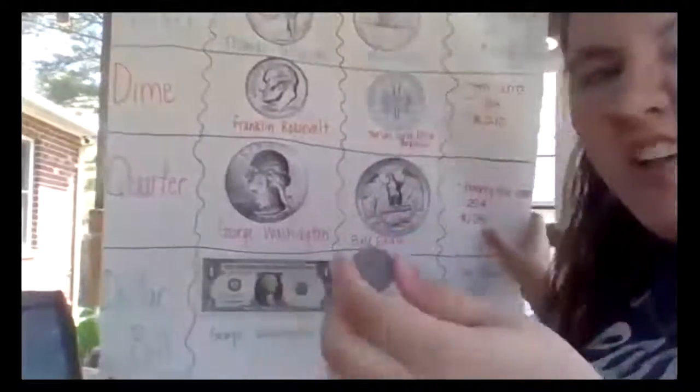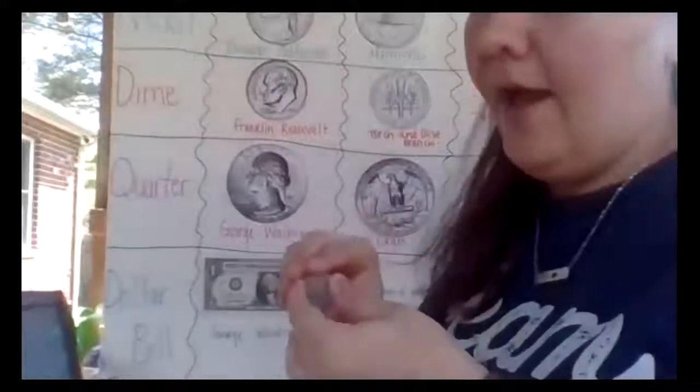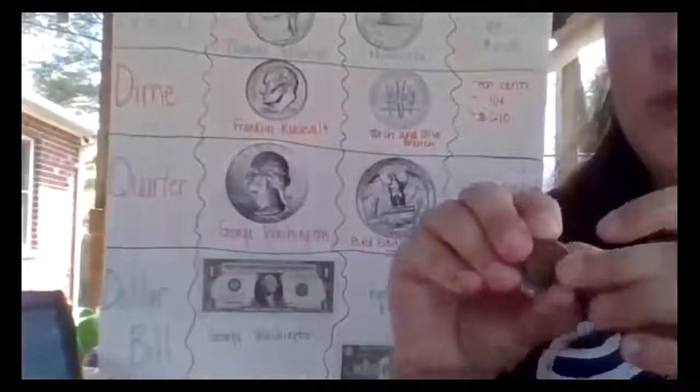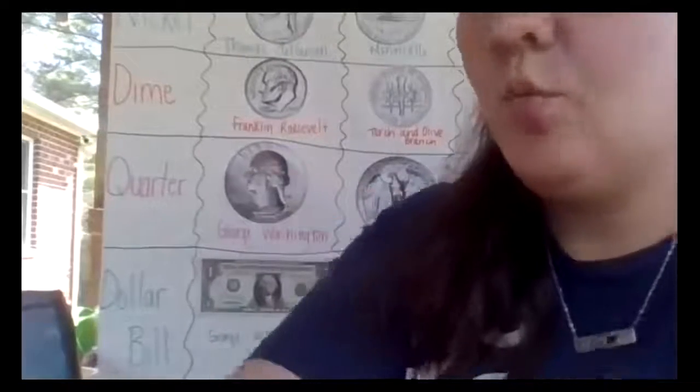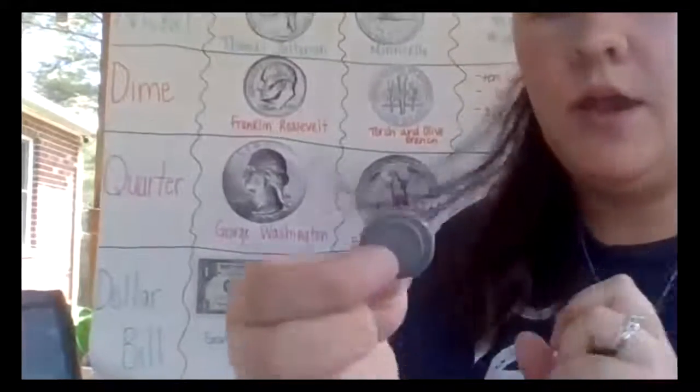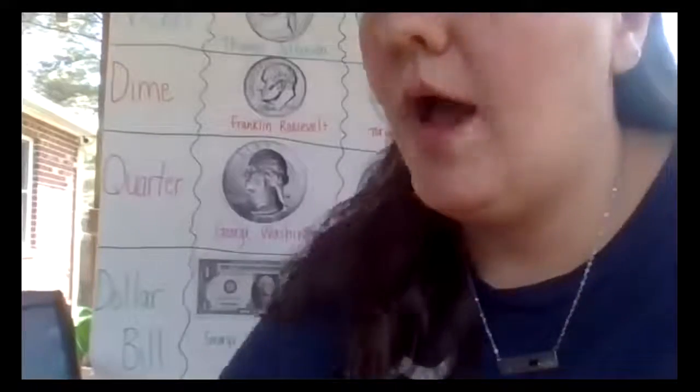Now, our quarter is the biggest size coin that we have. So if we put all the other coins on top of it, you can see the quarter is bigger, okay? It's bigger than all the other coins. And the quarter is also worth the most money, okay, out of all the coins. So how much is a quarter?